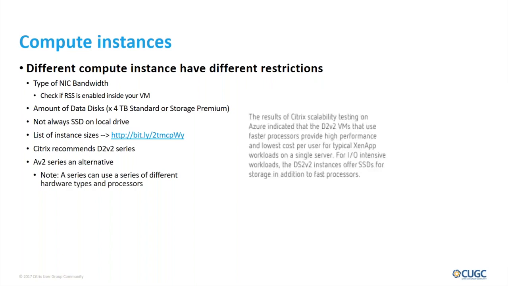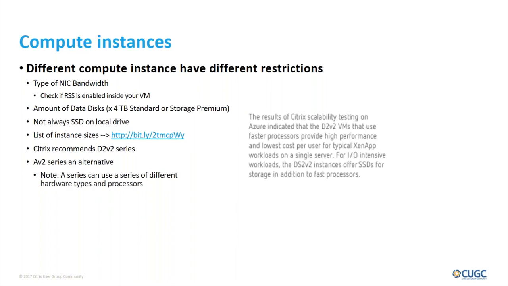And Citrix has done a lot of testing, and they have concluded that the optimal XenApp server host in Azure is using the D2v2 instance, which is running on the latest Intel CPU architecture. And they also specify another instance type which is called DS2v2. So these two are the same instance types, but the only difference is that as long as there's an S in the instance name, it means that it supports premium storage.